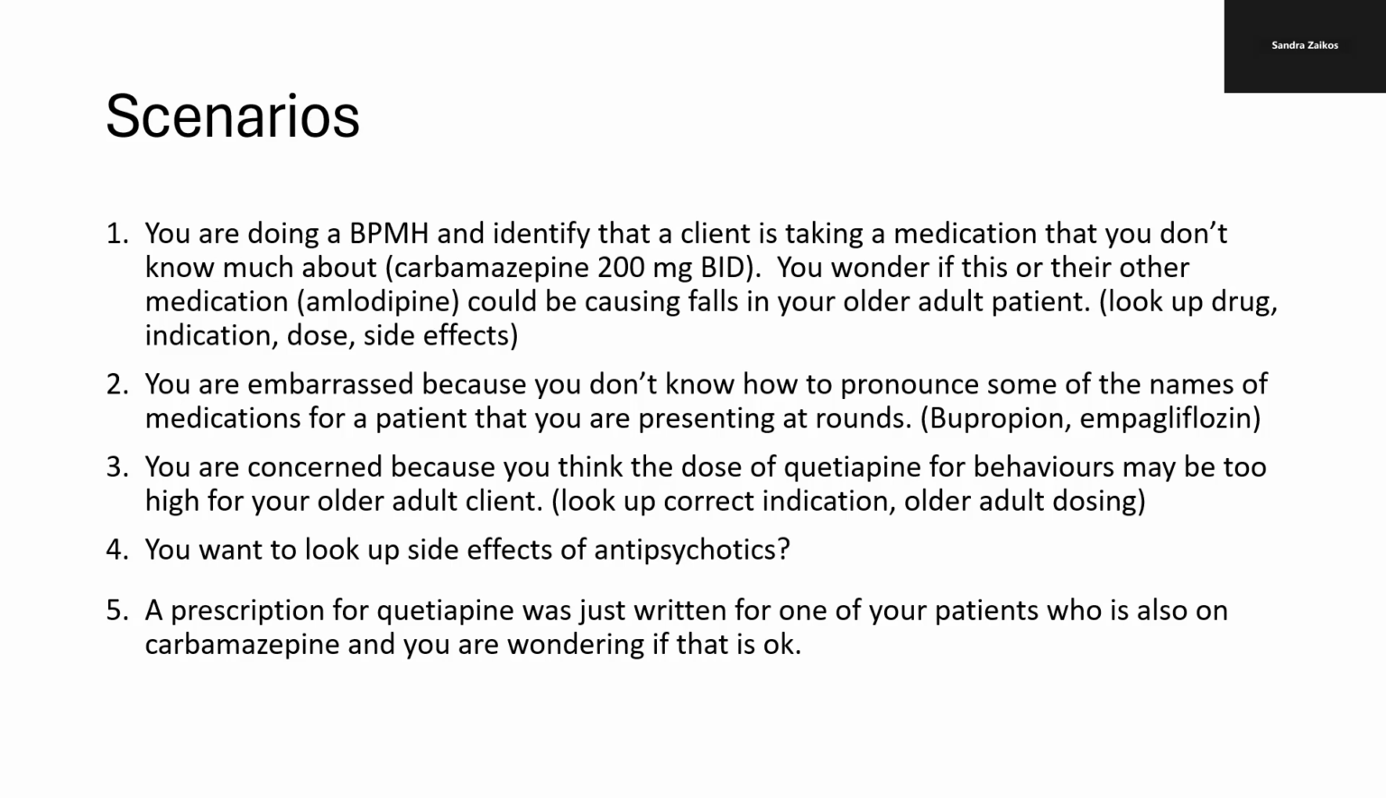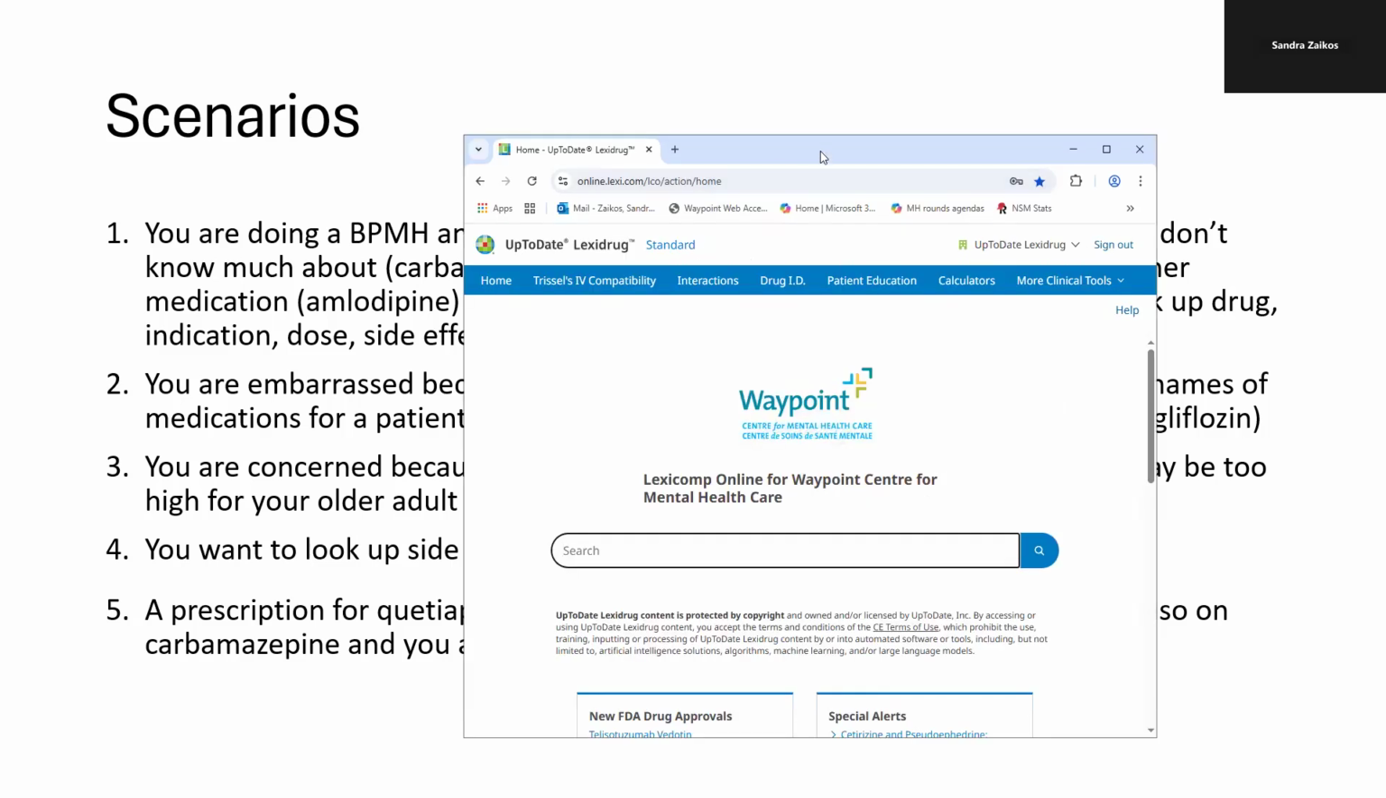So you're doing a BPMH and identify that a client is taking a medication that you don't know much about. So carbamazepine, 200 milligrams twice a day. You wonder if this or their other medication, amlodipine, could be causing falls in your older adult patient. So we're going to use this opportunity to look up a couple of different things.